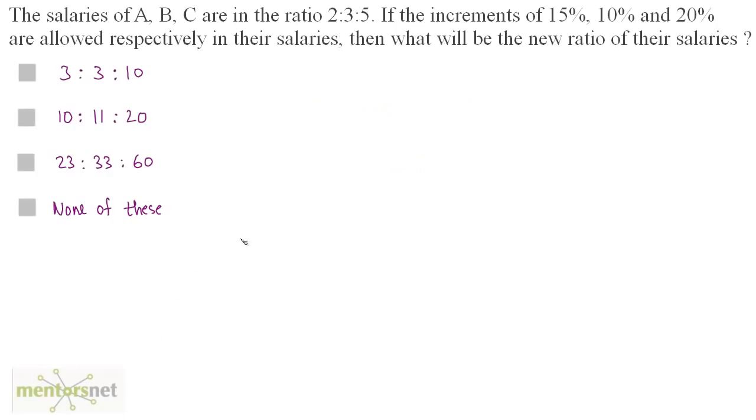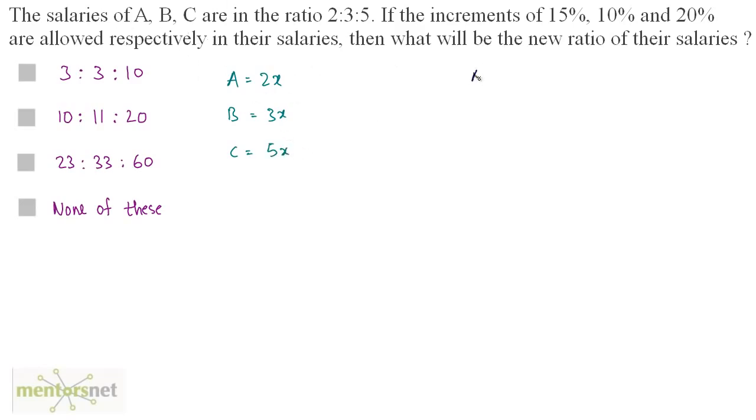The salaries of A, B and C are in the ratio of 2:3:5. If increments of 15%, 10% and 20% are allowed respectively in their salaries, what will be the new ratio of their salaries? Now we have been given the ratios of A, B and C as 2:3:5. So I can say that A is equal to 2x, B is equal to 3x and C is equal to 5x, and x being a common factor of A, B and C.